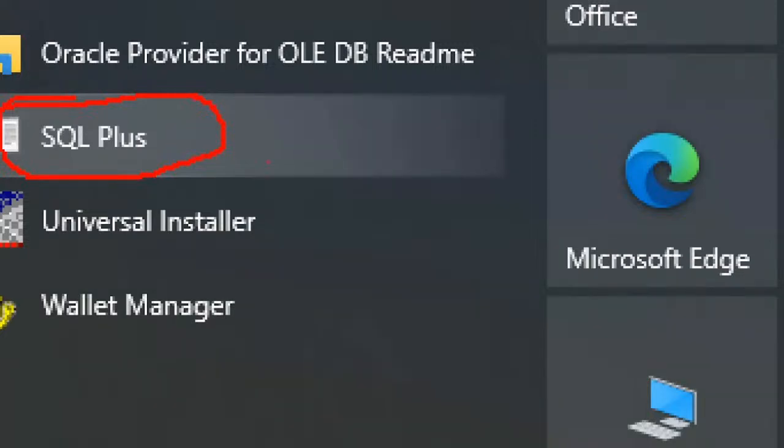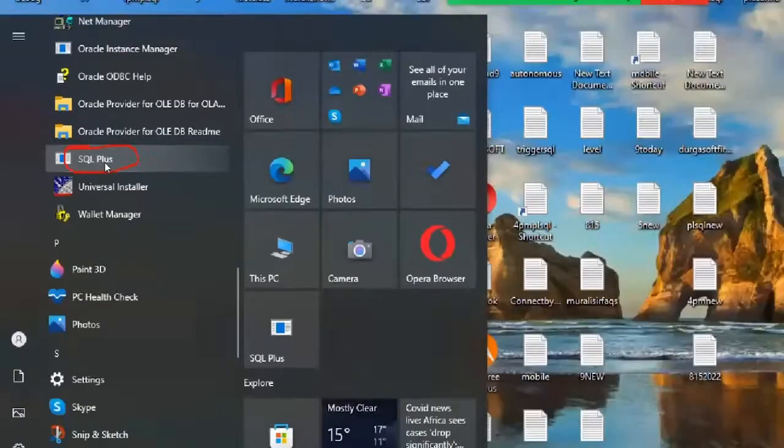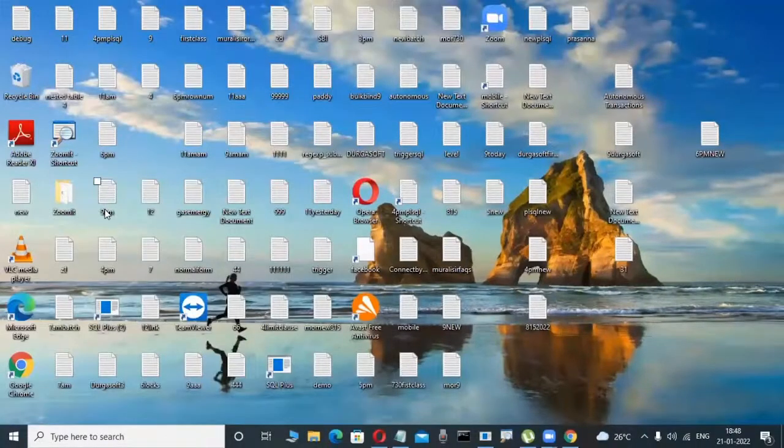Again, SQL Developer is a tool. That is a GUI tool. That tool also you can install, not a problem. Again, SQL Navigator is a tool, Toad is a tool. Those are all explicit GUI tools. But this is SQL Plus, you are not required to load. Once we are loading Oracle software, automatically the SQL Plus tool is available.